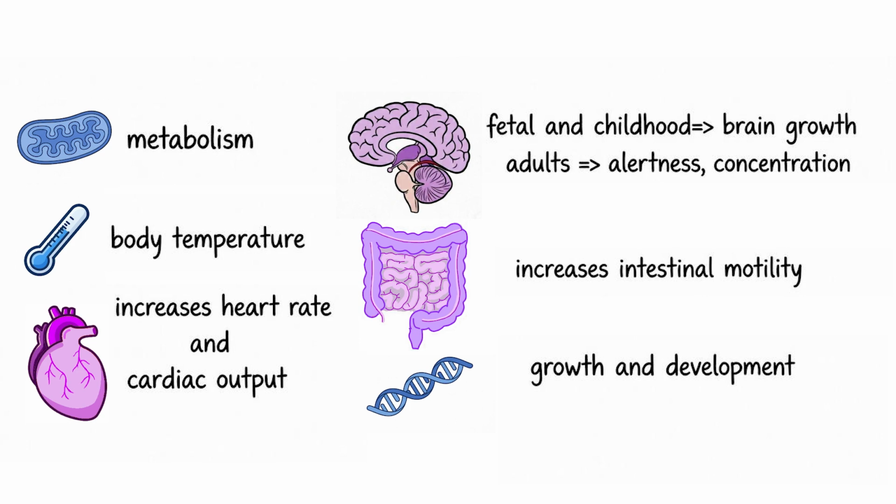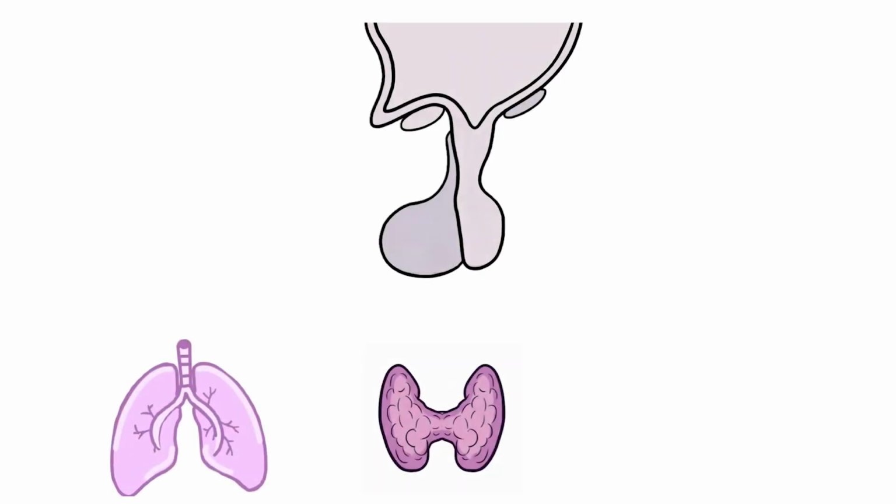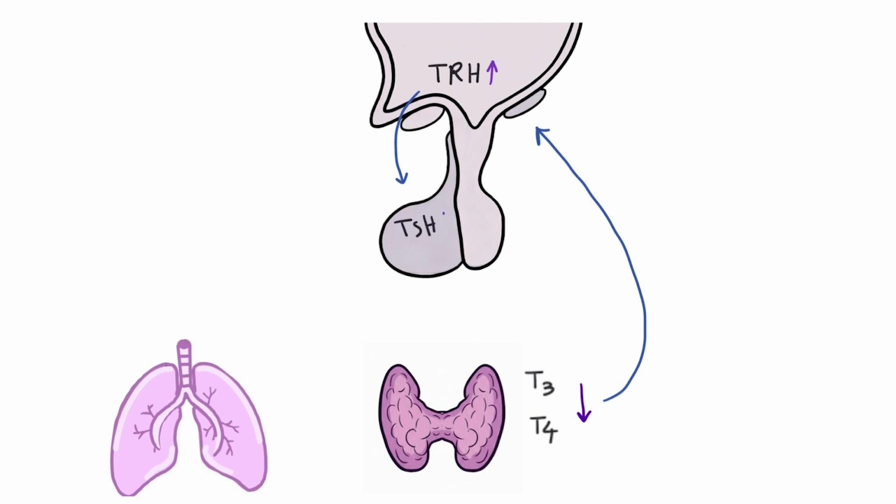For this reason, the levels of these hormones must be precisely regulated and continuously monitored. This regulatory function in our body is carried out by the hypothalamic-pituitary-thyroid axis. When the level of thyroid hormones in the blood decreases, the hypothalamus responds by secreting a hormone called TRH, which stimulates the anterior pituitary gland. In response to this stimulation, the anterior pituitary secretes the hormone TSH.